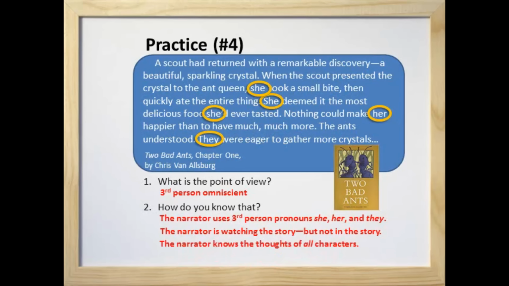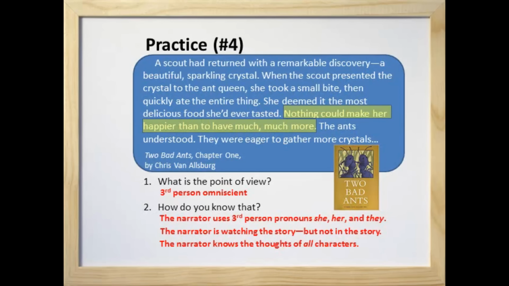We know that because this narrator knows the thoughts of all characters in the story. The characters in this story are the queen ant and all the other ants. This narrator knows all of their thoughts. Here are the sentences that show us that the narrator knows the thoughts of the queen ant.